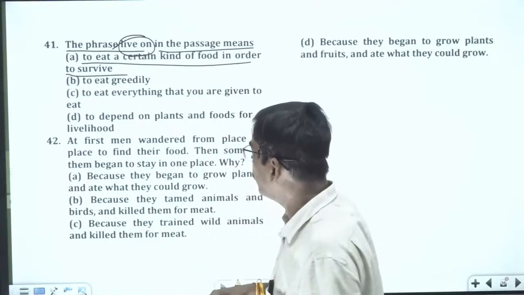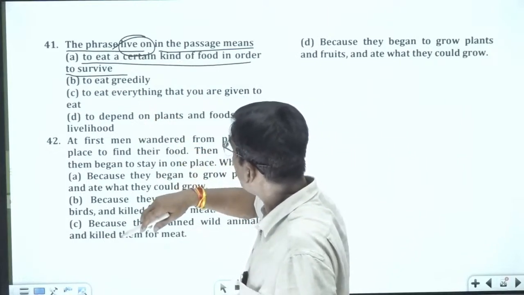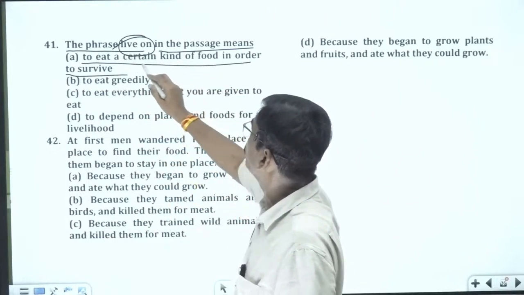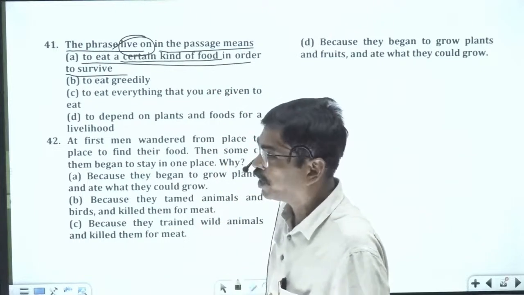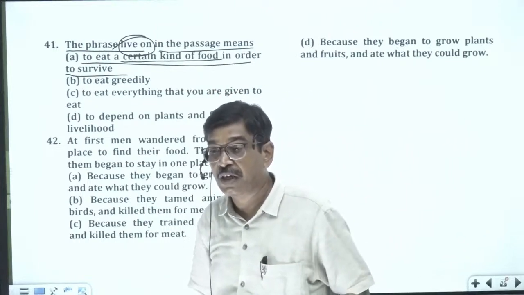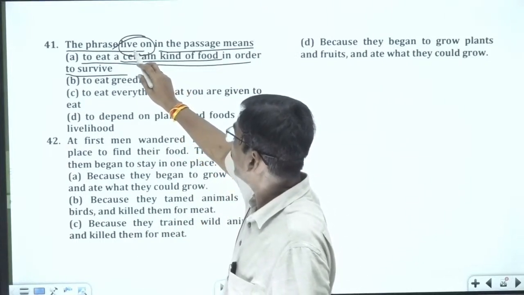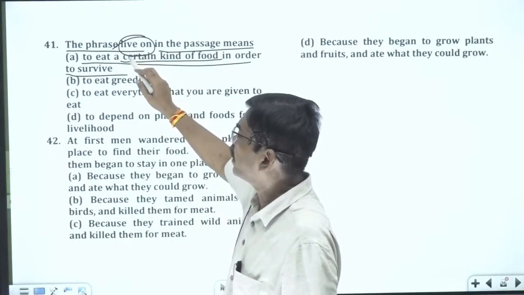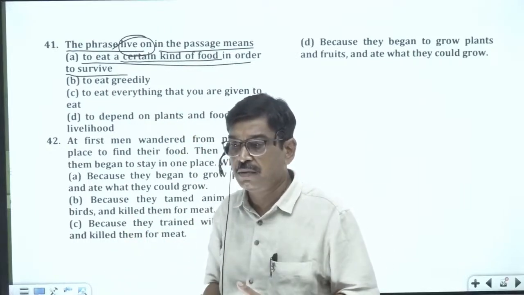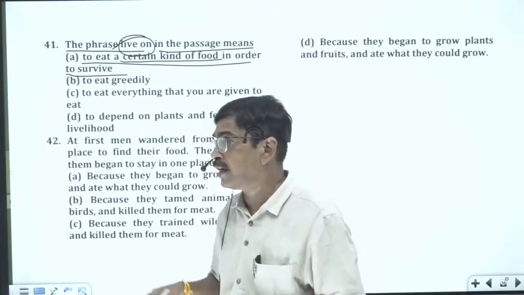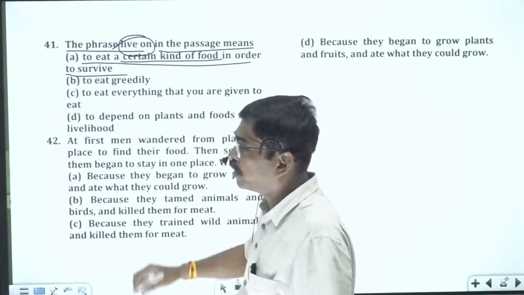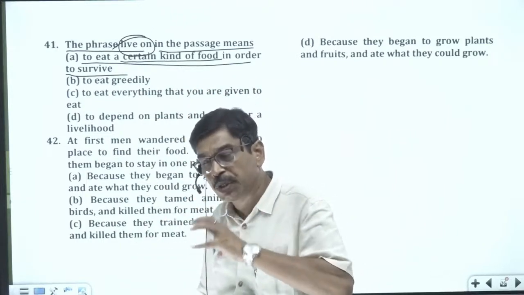For the survival, what happens in the passage? To eat a certain kind of food, in which just the bark of the tree and other things like that. So this is the exact phrase, literal meaning, live on, to survive. There was no choice. That's why they were compelled to eat a certain kind of food.